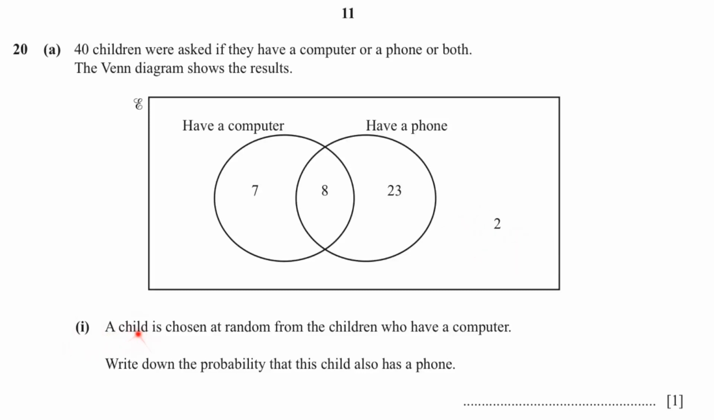In one, a child is chosen at random from the children who have a computer. Write down the probability the child also has a phone. This information is important: from the children who have a computer. So we have to look only at this circle. Out of these 15 students, how many also have a phone?